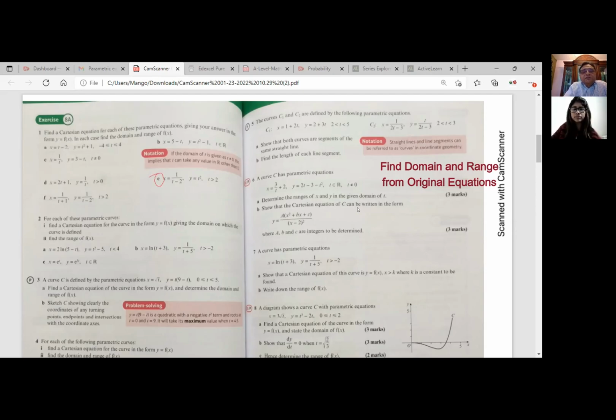So from here, first step, you have to isolate t. So how will you isolate? Just cross multiply. So you get t minus 2 equals 1 over x, and t is equal to 1 over x plus 2. Is that clear to you?